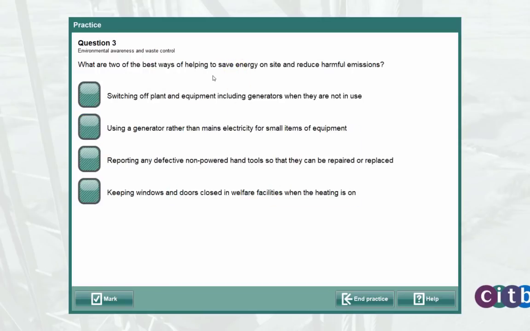What are 2 of the best ways of helping to save energy on site and reduce harmful emissions? Switching off plant and equipment, including generators, when they are not in use. Using a generator rather than mains electricity for small items of equipment. Reporting any defective non-powered hand tools so that they can be repaired or replaced. Keeping windows and doors closed in welfare facilities when the heating is on.